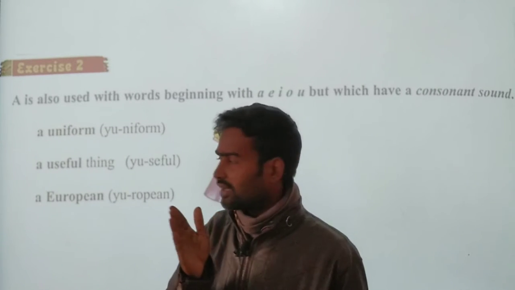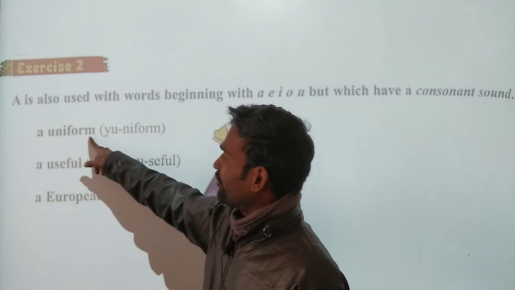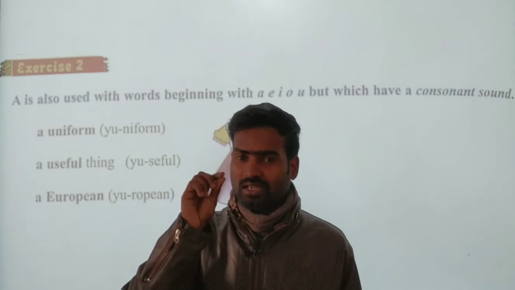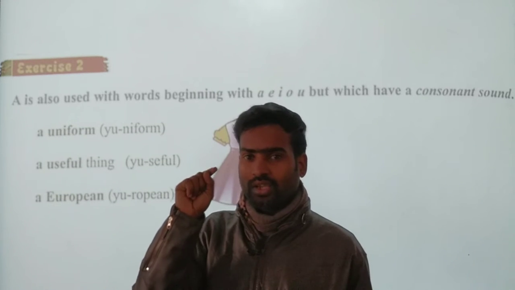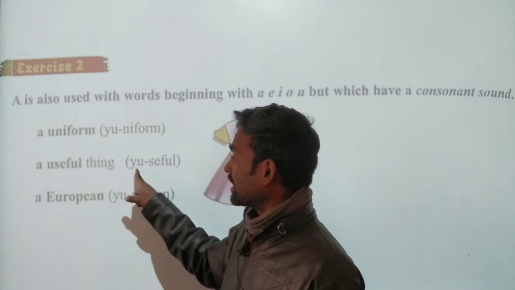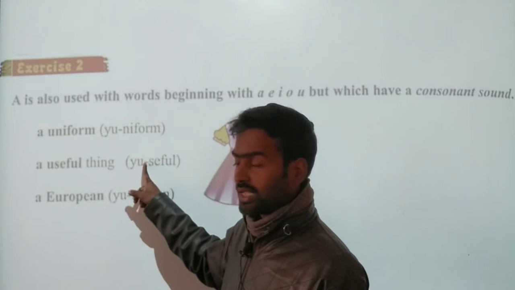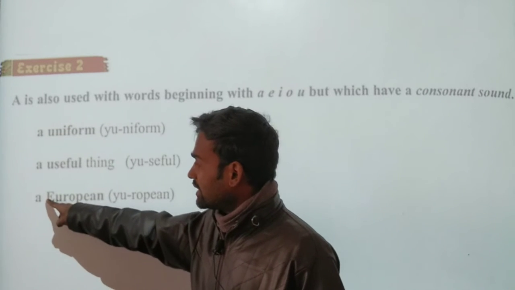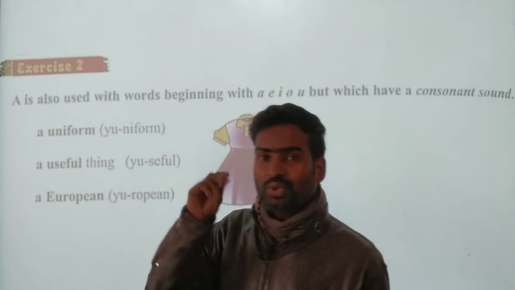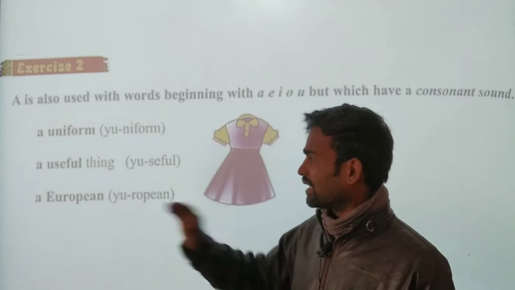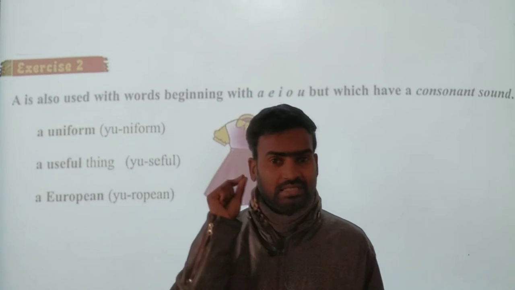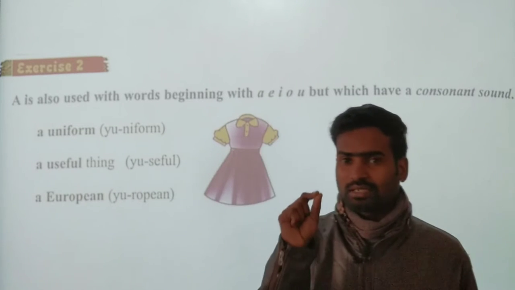See here, a uniform, because the Y sound starts. When we see carefully the pronunciation, Y comes. One uniform, so we say a uniform. The same thing, a useful thing. Again, we start with U, so Y we have. And here again, a European, Y. The sound we have to see carefully. Though these words are beginning with a vowel letter, we have to see the sound. Based on the sound, sometimes the words will change.